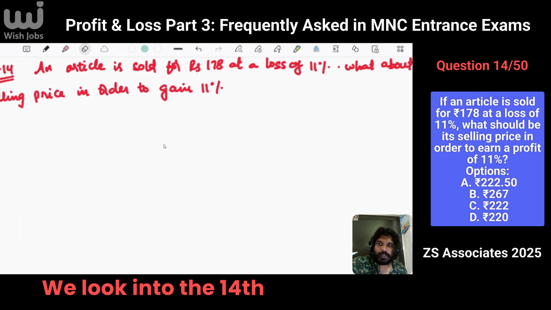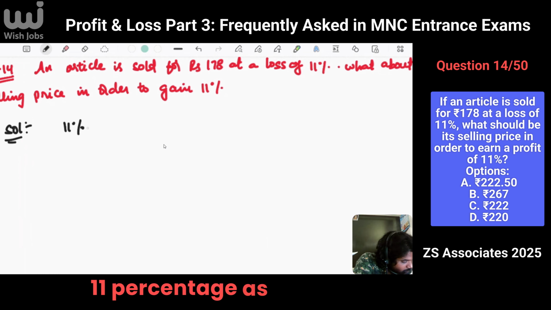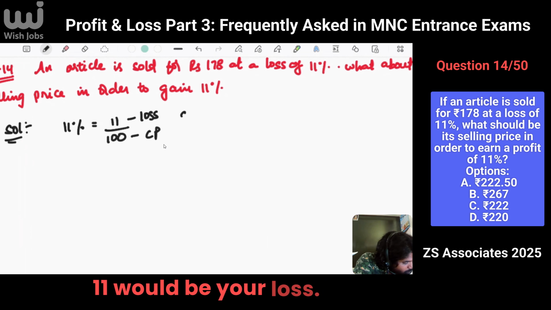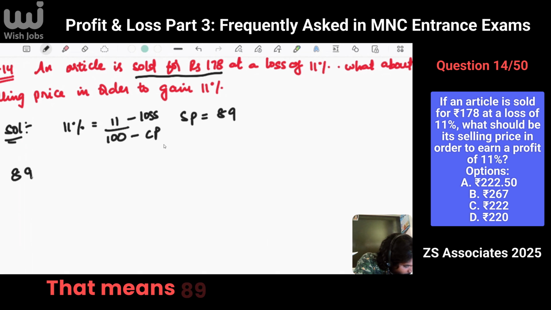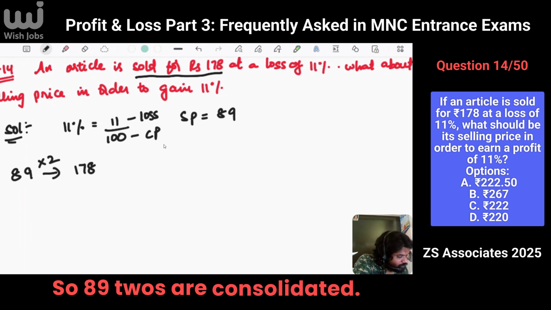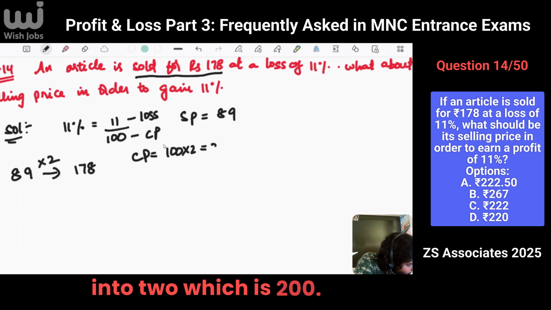We look into the 14th question. An article is sold for rupees 178 at a loss of 11%. What would be the selling price in order to gain 11%? So here he has given 11 percent as loss. That means 11 by 100. 100 would be your cost price, 11 would be your loss. So the selling price would be 89. But he told that the article is sold for 178. That means 89 is equal to 178. So 89 2s are 178. That means cost price would become 100 into 2, which is 200.